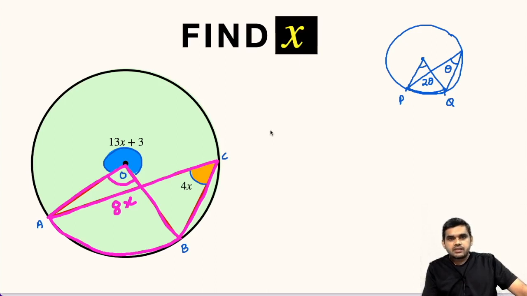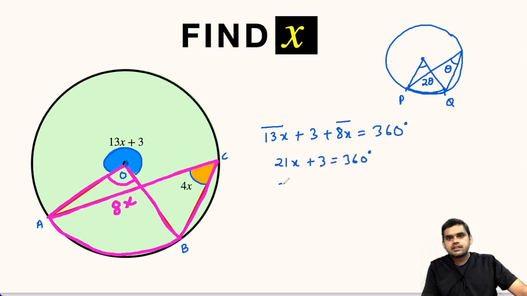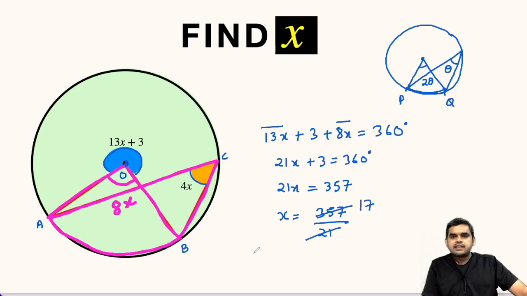So now from here we will get 13x plus 3 plus 8x is equal to 360 degrees, because it is a circle. So here this angle will be 360 degrees. So 13x plus 8x will be 21x plus 3 is equal to 360 degrees. So 21x will be 360 minus 3, that is 357. So x will be 357 divided by 21, and this will be 17. So x is equal to 17 degrees.